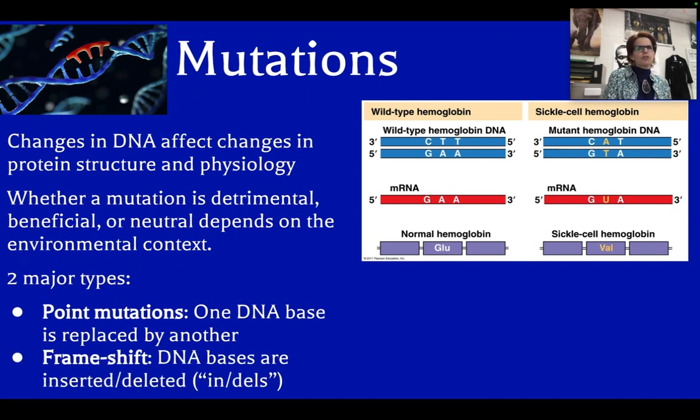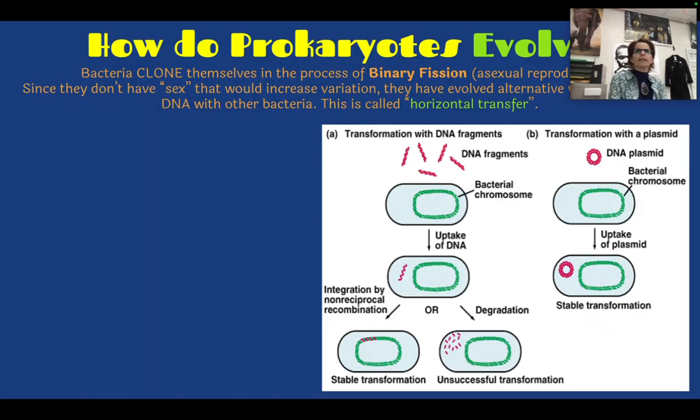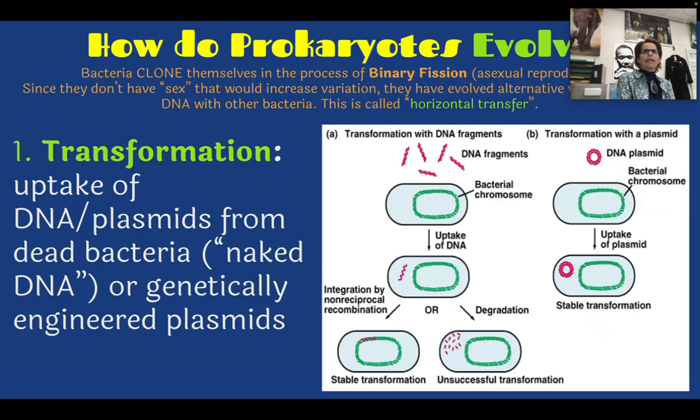So there's two major types of mutations: point mutations, where one DNA base is replaced by another, and frame shifts. Frame shifts are when we have an insertion or deletion that screws up all the frames of 3. Do you guys remember frame shift mutations? It's screwing up the groupings of the 3. Good. Sickle cell anemia is due just to a simple point mutation. One letter is wrong. Okay, how do prokaryotes evolve?